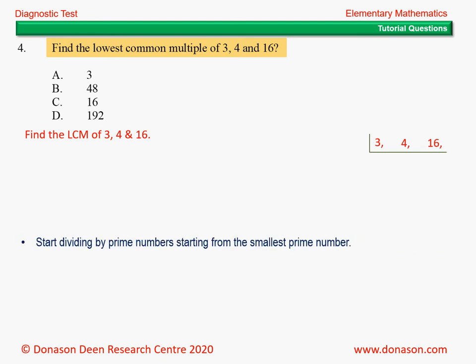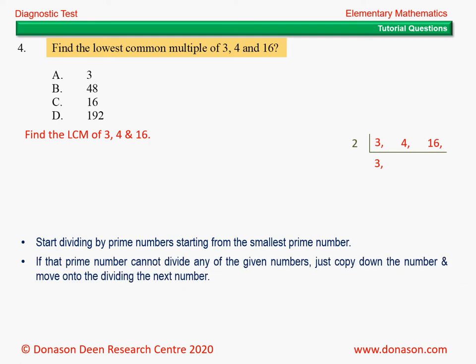So start dividing by prime numbers, and of course you have to start with the smallest prime number, which is 2. Whenever a number cannot be divided by the given smallest prime number, unless none of them can be divided, you just carry it down, and then you go to the next higher prime number. In this case 4 and 16 can be divided by 2, so only 3 cannot be divided by 2. Therefore I just copy down the 3, and I'm going to continue trying to divide the 4 and 16. Of course 4 is divisible by 2.